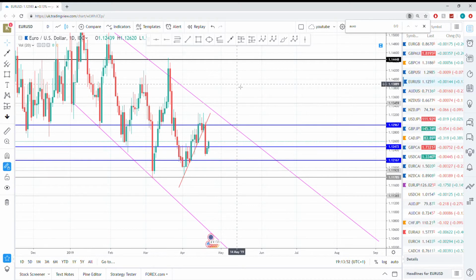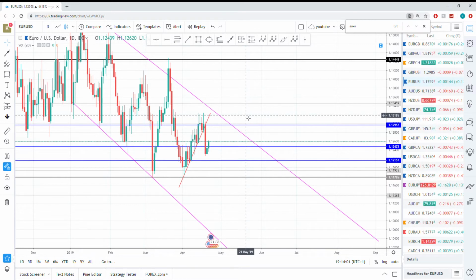Here we are looking at the Euro USD dollar. We did a previous video on this last week just for projection purposes, just to see where we think the price will be going, and we're going to review it as of today and make another prediction for what I think will happen for this week.